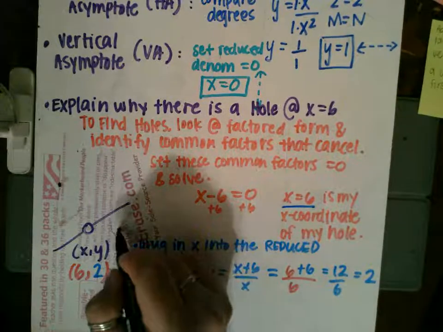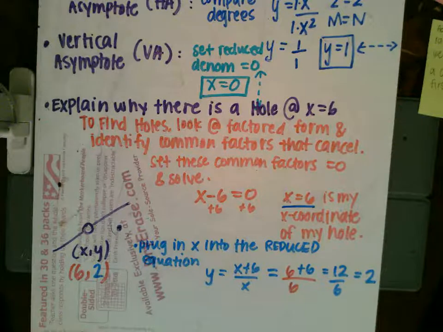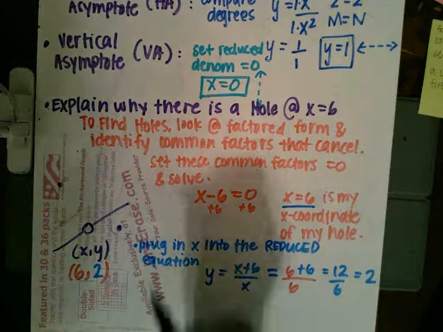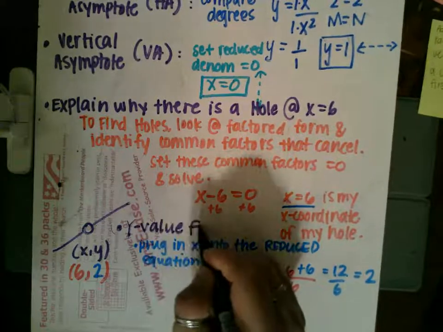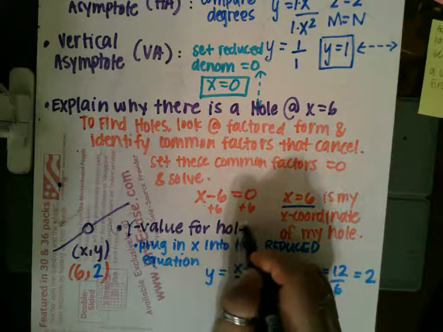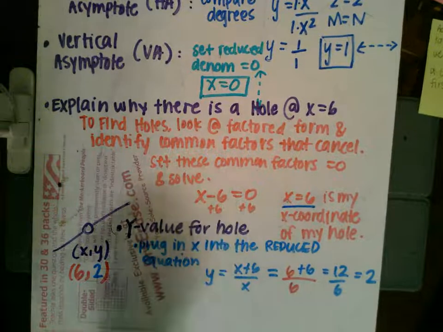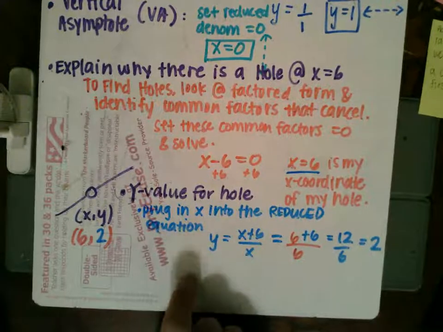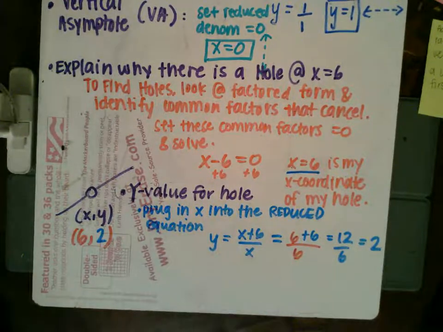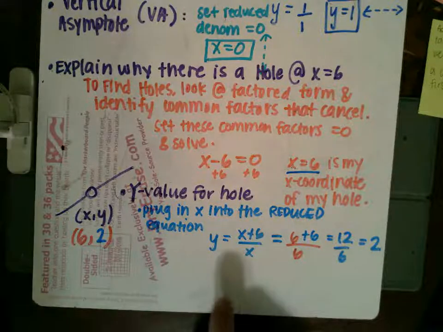It asked us to identify and find the y value for the hole. The way we find the y value for the hole is to plug x into the reduced equation only. Everything else will give you 0 over 0. We cannot divide by 0, so we would say it's undefined, obviously, because there's a hole there. So we plug x into the reduced equation and find out what y is.